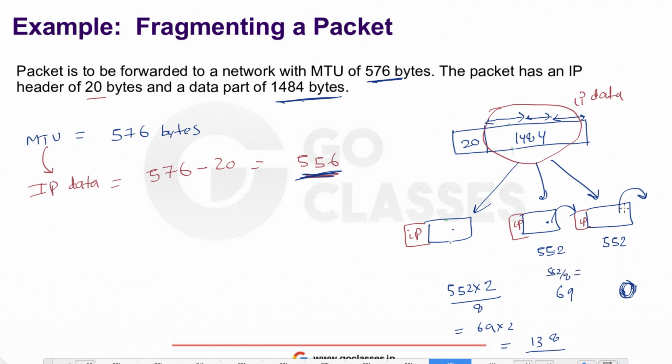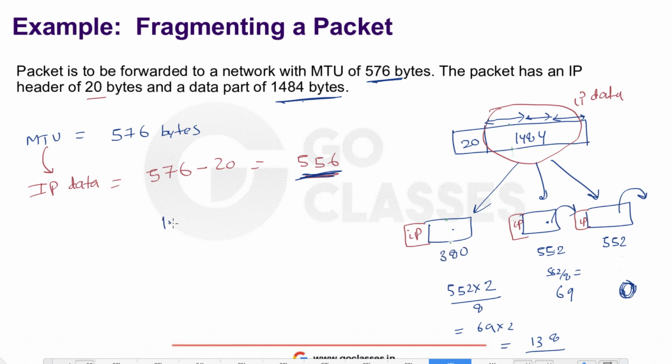And this will always be 0, because the first packet does not follow any data. And this is following 552 into 2, so you need to divide by 8. And what is this number? 552, 552, and I think this will be 207. So I hope you got it.